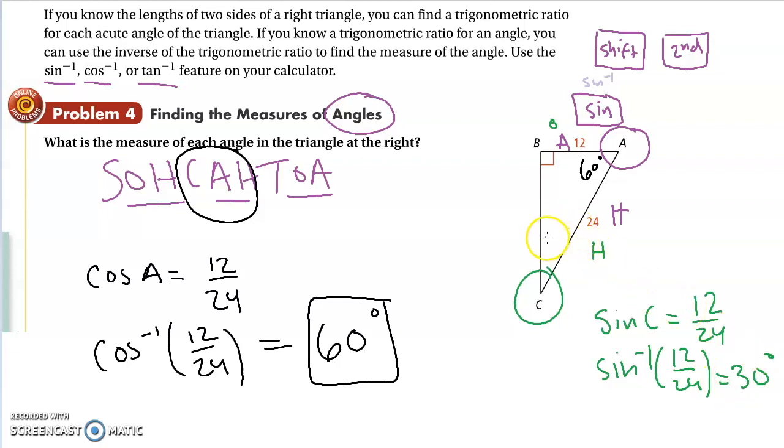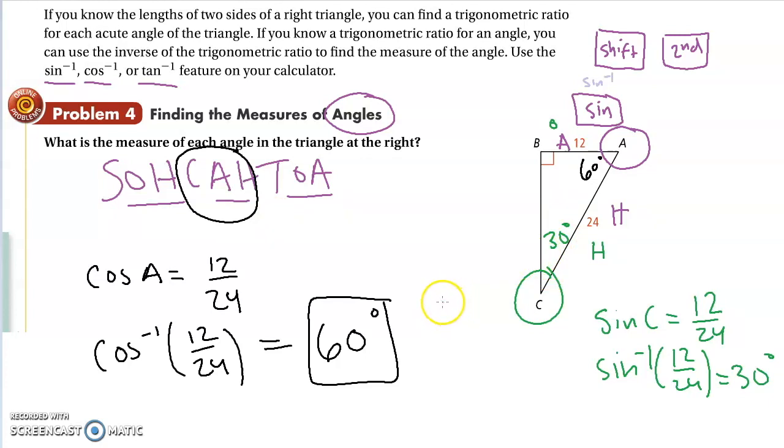Now notice that they both had 12 over 24, but when I use cosine, I got a different angle than sine, which is the way it's supposed to work. And actually, if you think about this logically, the inside of a triangle is 180 degrees. So 90 degrees plus 60 degrees plus 30 degrees is 180. So if we found one, we don't really have to use our trig functions. We can just use subtraction from 180. But this works the same way, and it proves it.